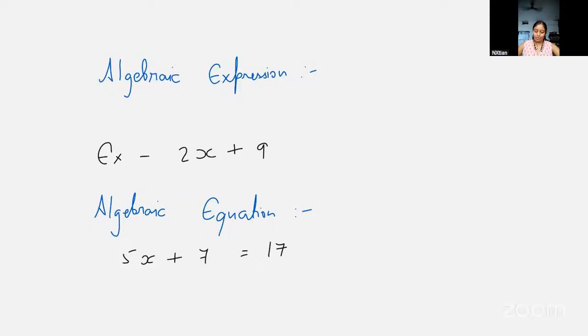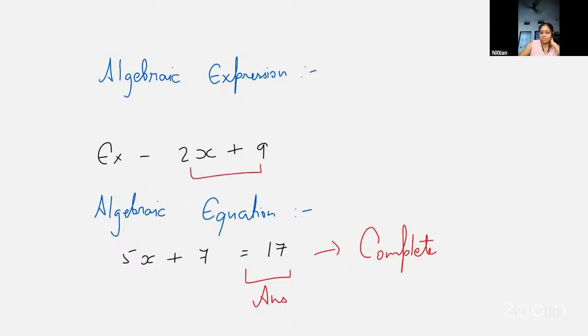Now the difference between an algebraic equation and an algebraic expression is that an equation will always have an answer. It will be complete. Hope you are listening to me, Eva and Johanna. Videos on, please. An algebraic equation is complete, whereas an algebraic expression is just a set of terms. It is not complete, it does not have an answer. Now, why have I written this? To explain some concepts to you.